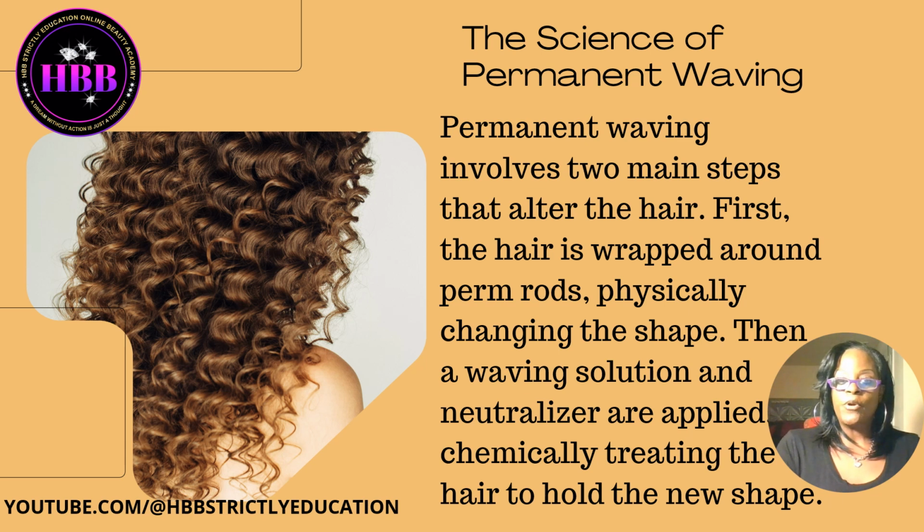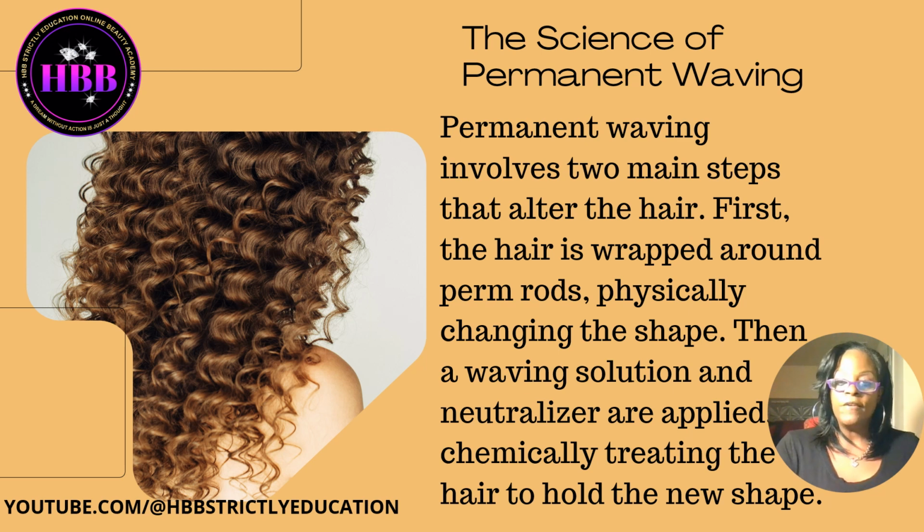The science of permanent waving. Permanent waving involves two main steps that alter the hair. First, the hair is wrapped around perm rods, physically changing the shape. Then a waving solution and neutralizer are applied, chemically treating the hair to hold the new shape.